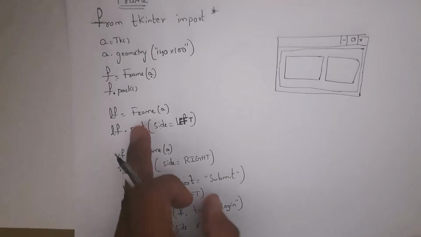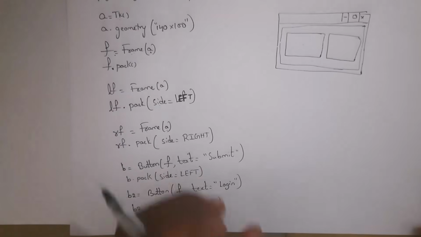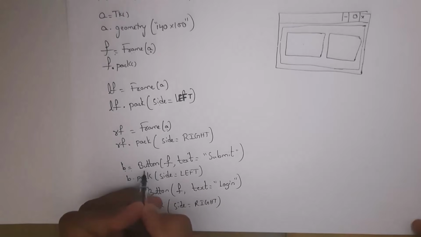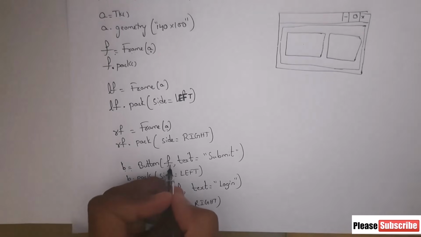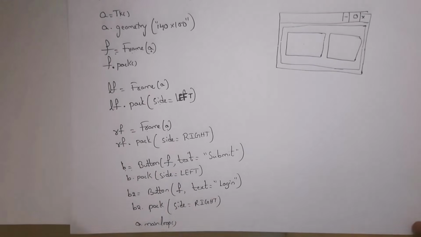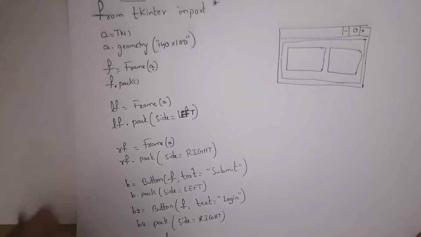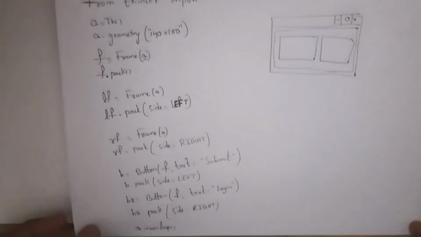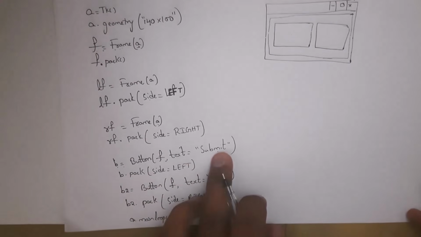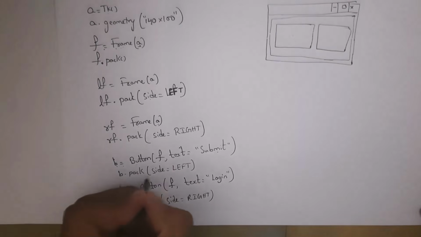Now inside the left frame I want to insert the submit button, and inside the right frame I want to insert the login button. I am taking the variable name b. I wrote here b equal to Button. By using the Button method we can create a button. So just write here Button of, because normally in previous examples we wrote a comma text, because we were placing the button in the window. But now we need to place the button inside a frame. So I am taking the variable name f, because my frame is present in variable f. Write f comma text equal to submit. Now I want to place this submit button on the left side. My button is present in variable b, so just write b.pack of side equal to left.